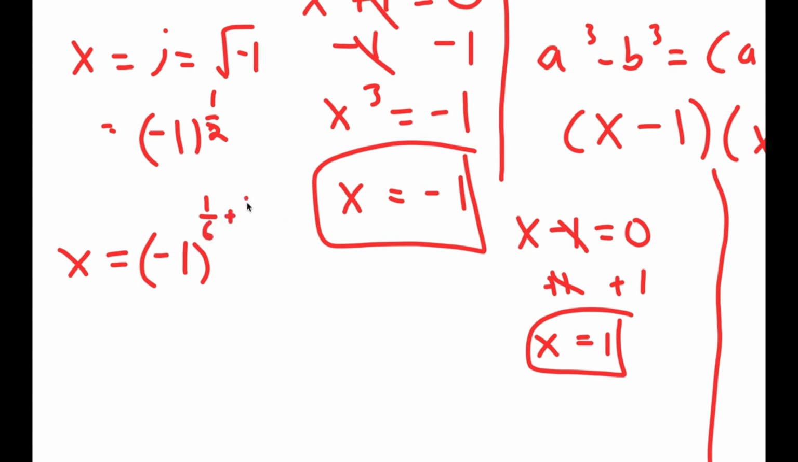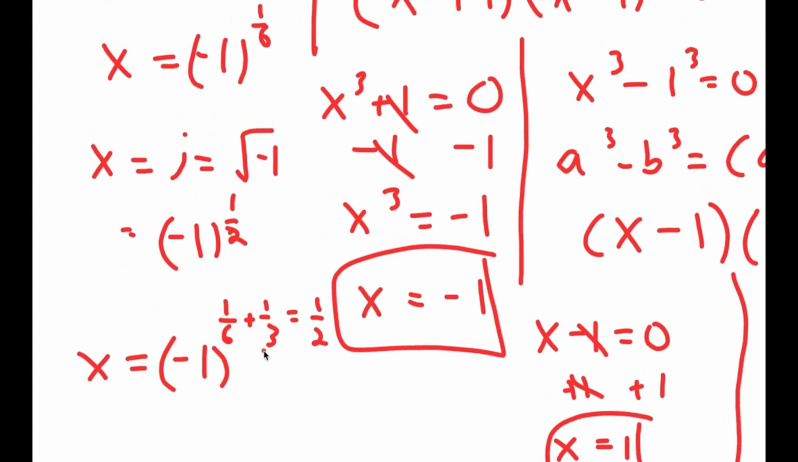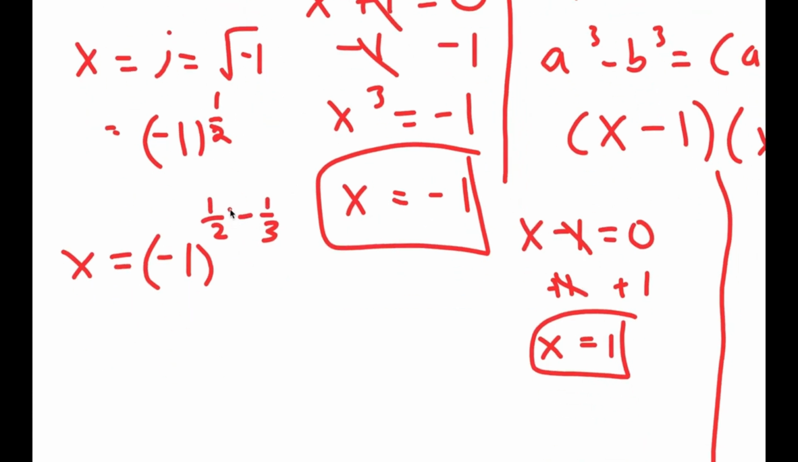So 1 over 6 plus 1 over 3 is equal to 1/2. We know this. Meaning we have negative 1 to the power of 1 over 6, and 1 over 6 we can rewrite as 1 over 2 minus 1 over 3. Now, this is the same thing as 1/2 plus negative 1 over 3.